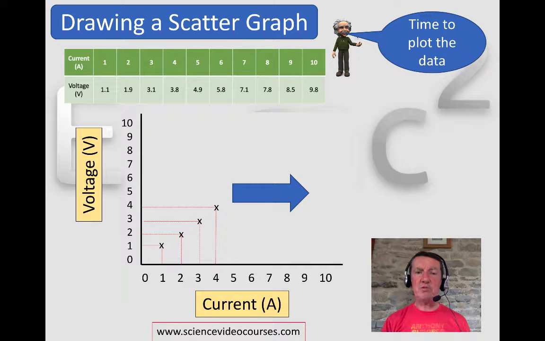Now I did suggest in a previous video that you use very light pencil lines so you can see where they're going. So 1 amp is 1.1 volts, 2 amps is 1.9 volts, 3 amps is 3.1 volts, and so on. And you can then continue and plot the points. You end up with a graph looking like this. There's our complete scatter data there. Now notice we haven't joined the points together. What we're going to do is draw a line of best fit.